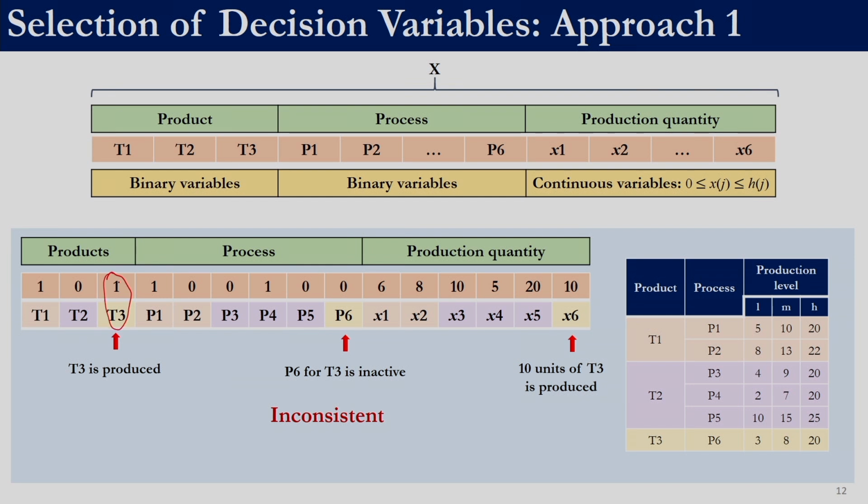Here the first part of the information tells that we can produce T3, but P6 is 0 and X6 is 10. So now the question is, should we make this as 1, or do we trust that this 0 is correct and make this as 0 and this as 0? That call needs to be taken. So that is the problem with this approach.